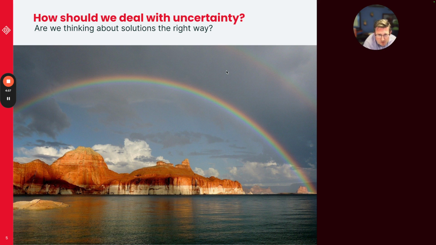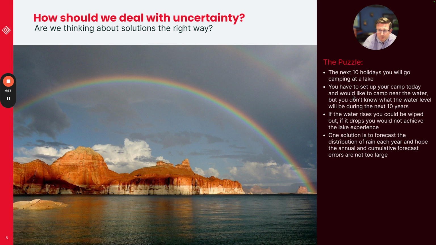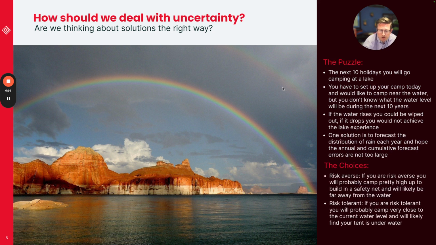There's a problem with this solution, by the way. One, it's based on a statistical simulation. It very well could be wrong. Our predictions are often wrong. And if they are wrong, you'll get wiped out. And the second problem is it's expensive. It's an expensive solution because it's not very precise. And you're going to be investing a lot, and you might not get what you're looking for. Now, on the other end of the spectrum, we have the risk-tolerant investor. They're going to find a camp pretty close to that water level. So now that we understand the puzzle and we have our potential solutions or our choices, where would you put your camp?